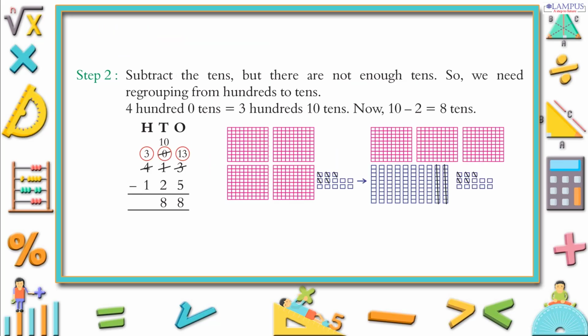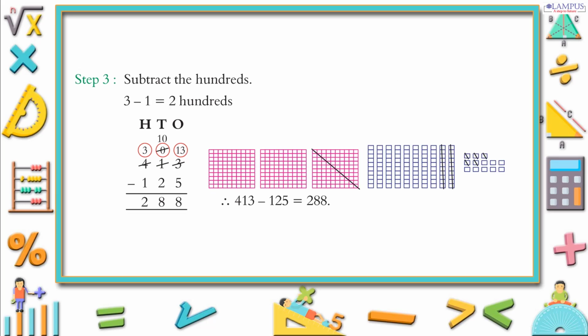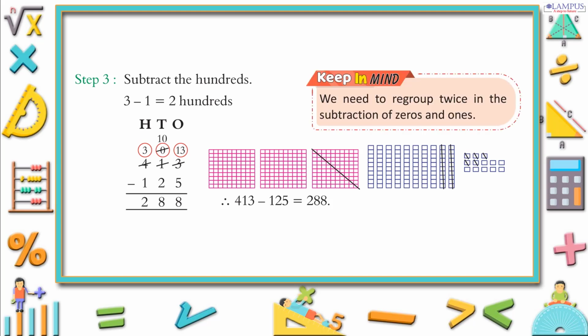Step 2. Subtract the tens, but there are not enough tens. So, we need regrouping from hundreds to tens. 400s 0 tens equals 300s 10 tens. Now, 10 minus 2 equals 8 tens. Step 3. Subtract the hundreds. 3 minus 1 equals 200. Therefore, 413 minus 125 equals 288. Keep in mind, we need to regroup twice in the subtraction of zeros and ones.